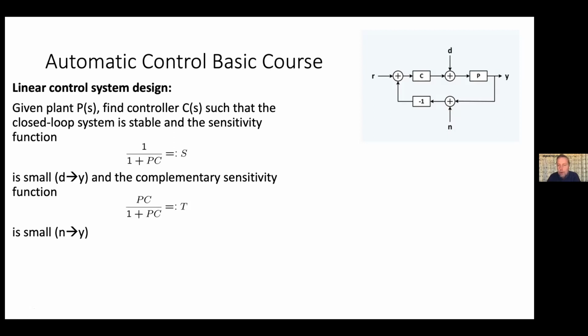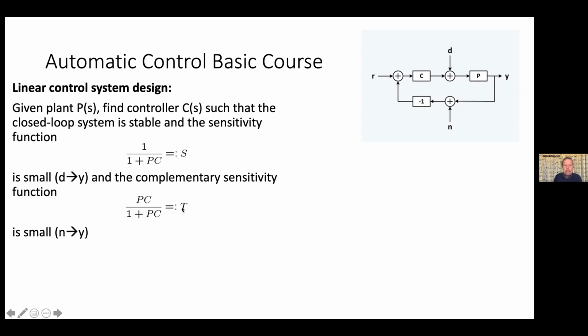So what is control system design about? We have a plant P, which is given as a rational function expressed in the Laplace domain. And then we would like to find a controller C here, such that the closed loop system fulfills some specifications. These specifications are typically expressed in a function which we call the sensitivity function, which is given here, and in the complementary sensitivity function, which is given here. They depend, of course, not only on the plant, but also on the controller C that we are designing.